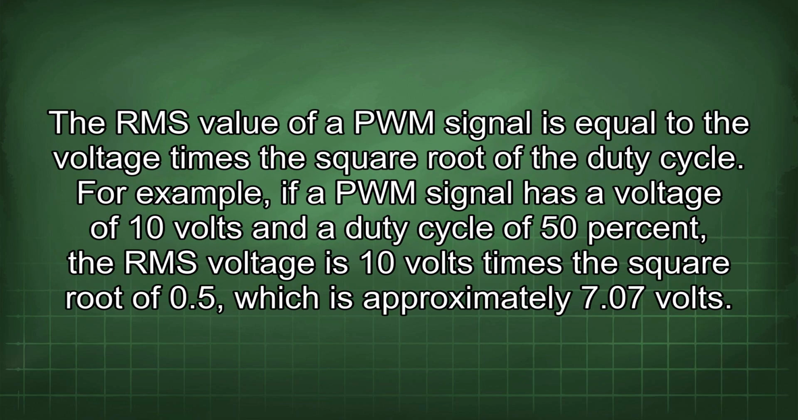The RMS value of a PWM signal is equal to the voltage times the square root of the duty cycle. For example, if a PWM signal has a voltage of 10 volts and a duty cycle of 50%, the RMS voltage is 10 volts times the square root of 0.5, which is approximately 7.7 volts.